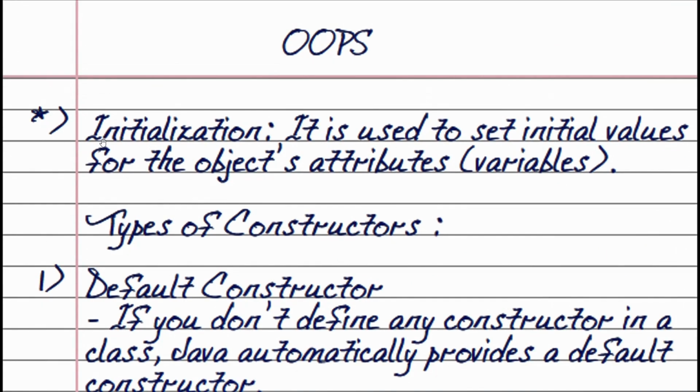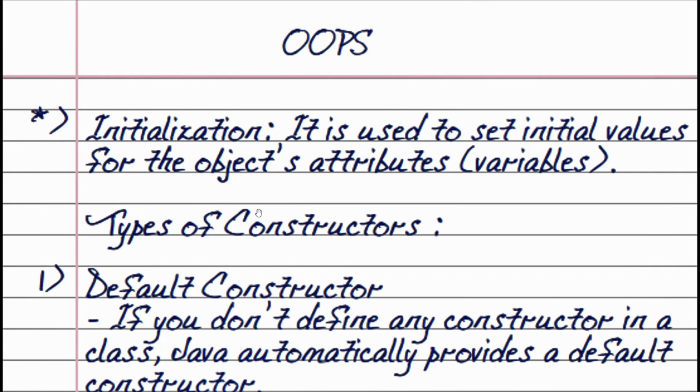The next point is initialization. That is, it is used to set the initial values for the object's attributes, for example, variables. So constructors are also used to set the initial values. These are the points of constructors.